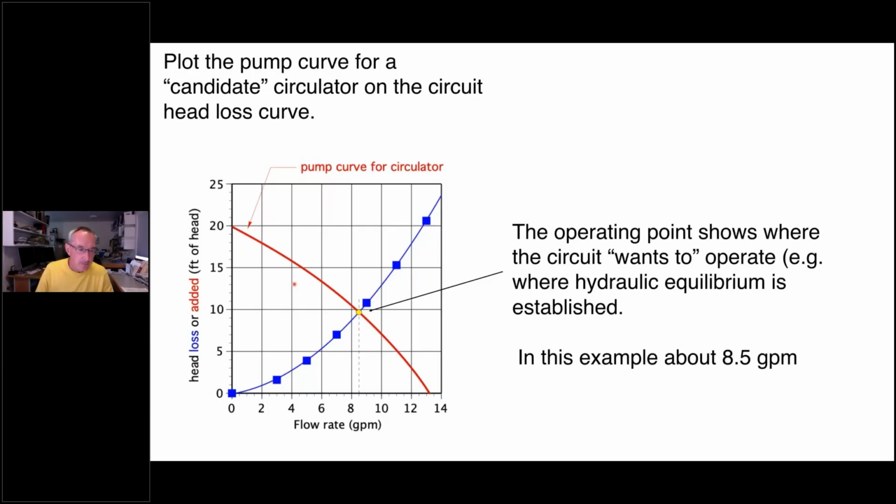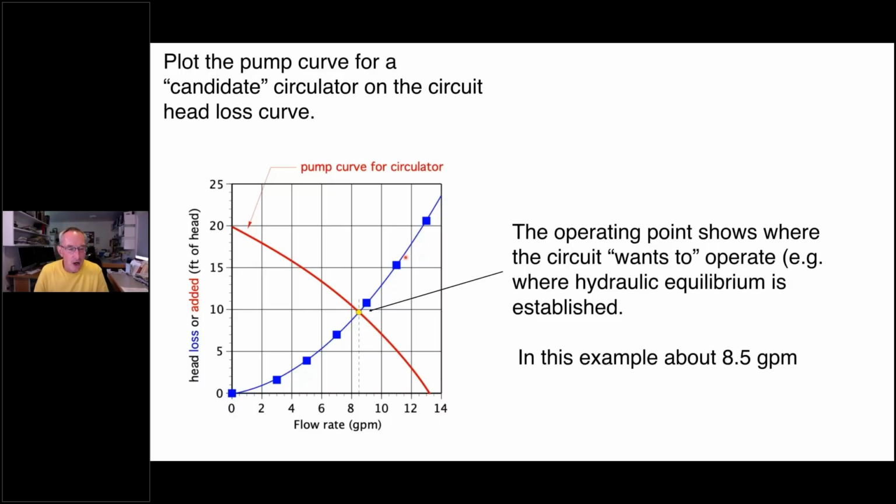So for example, at 0 flow rate, this particular circulator adds about 20 feet of head. Okay. At 2 gallons per minute flowing through the circulator, it's capable of adding about 18 feet of head. At 10 gallons a minute, it's capable of adding about 7 feet of head. So this is head energy being injected into the circuit by the circulator. This is head dissipation, or head loss, due to friction. And you can probably guess what I'm going to say next.